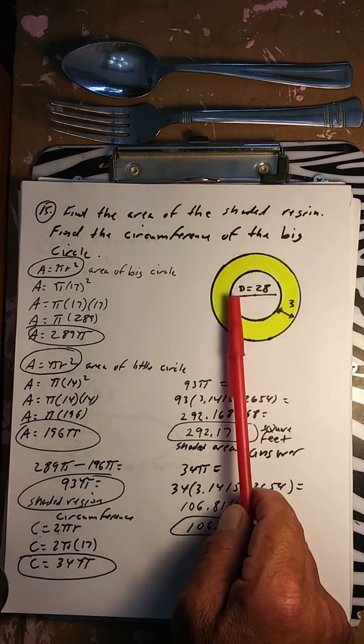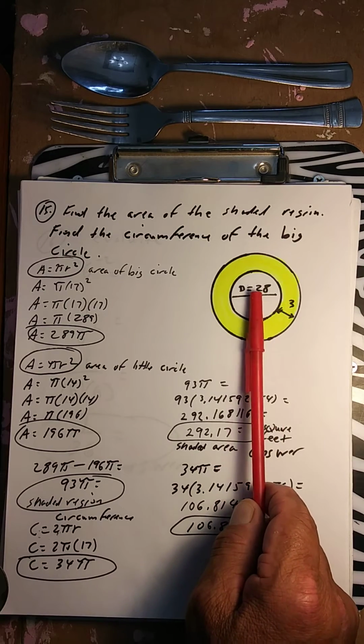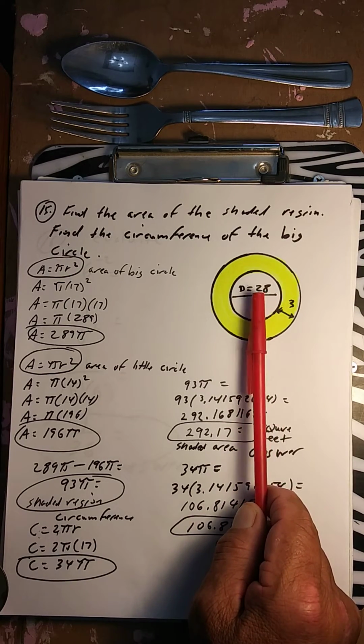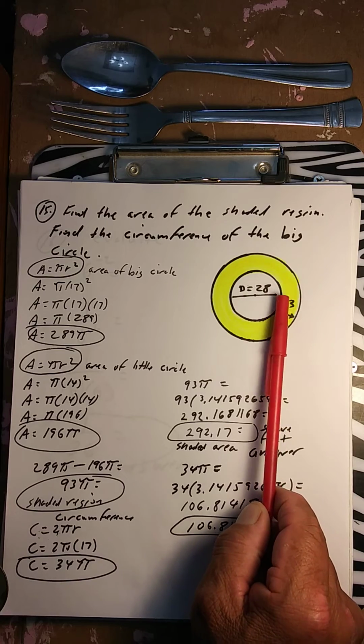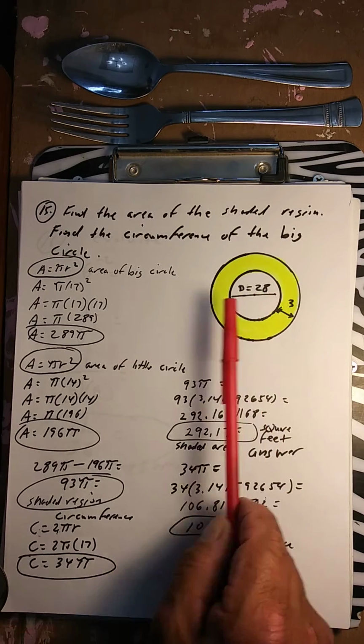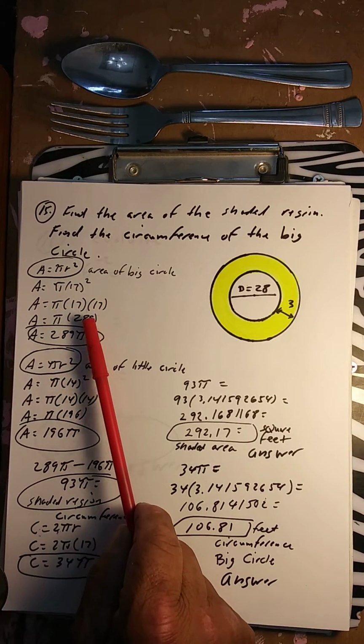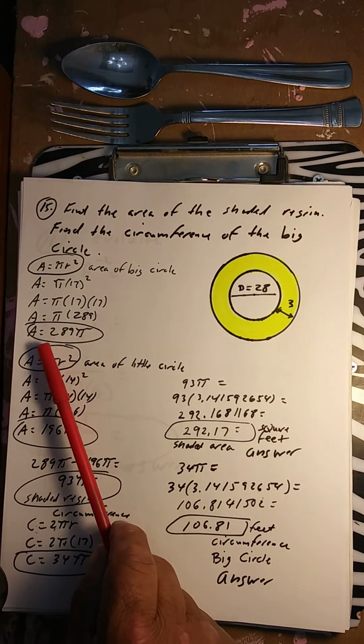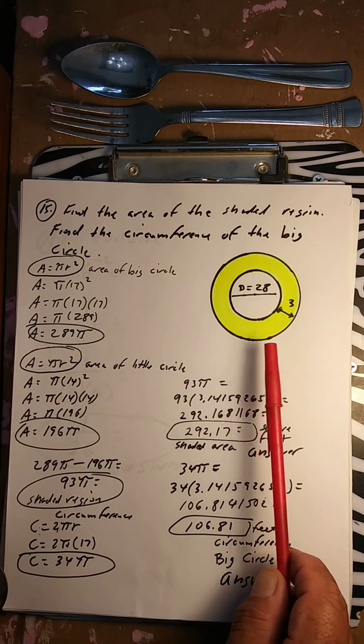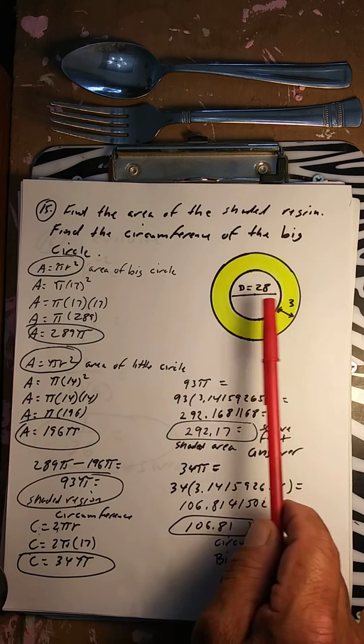17? Well, if this is 28, then half of this would be 14. So from here to here is 14, and 3 more is 17. So 14 and 3 is 17. That's the radius. So we put it in there. So 17 times 17 is 289, 289 pi. So this is the area of the big circle here, all of it.